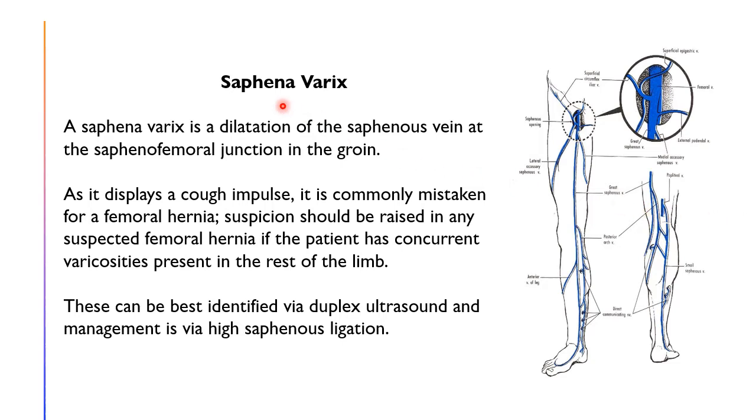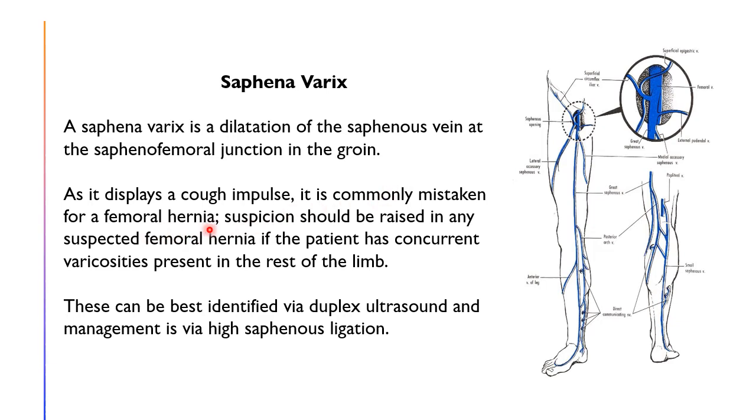A word about saphenous varix. The saphenous varix is a dilatation of the saphenous vein at the saphenofemoral junction in the groin, where the long saphenous vein joins the femoral vein at the groin.